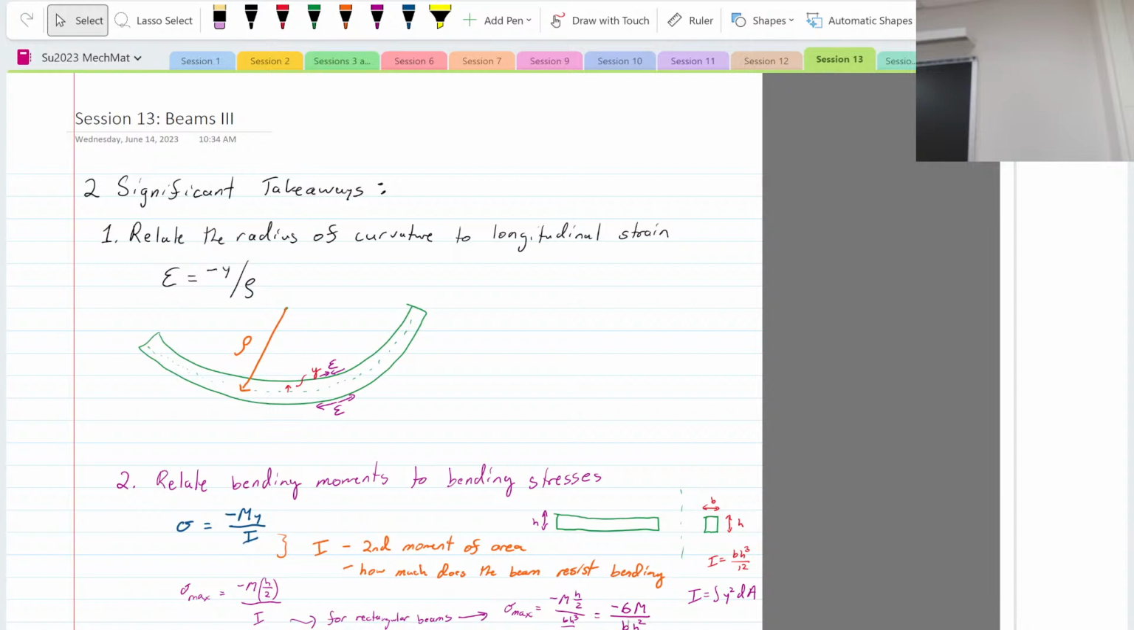Does that make sense? Because often you can keep track of everything, but sometimes it's just better to think about what the structure is doing and then assign the sign appropriately, or say it's compression or tension.